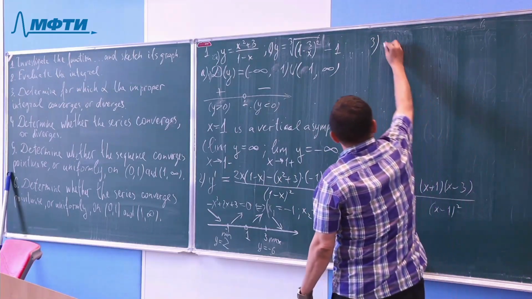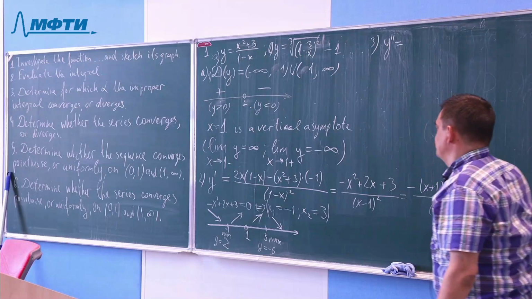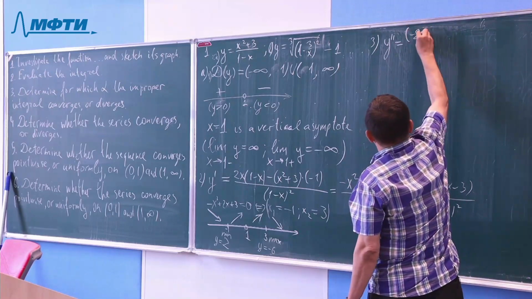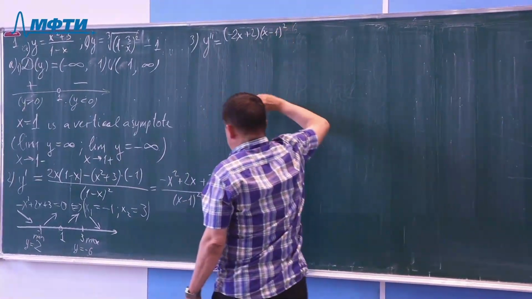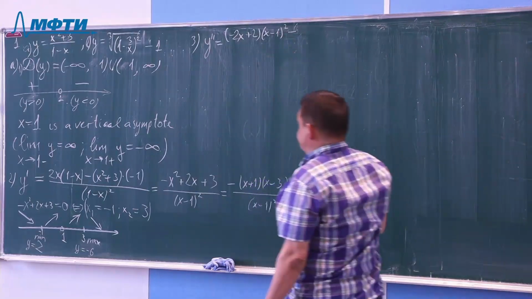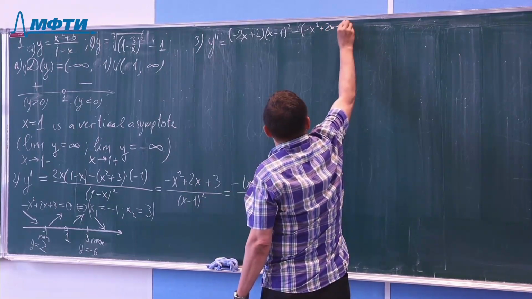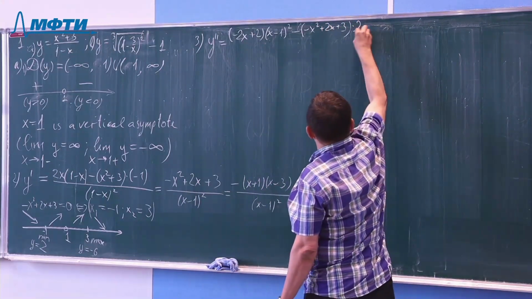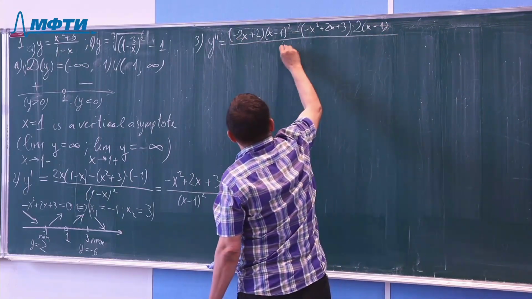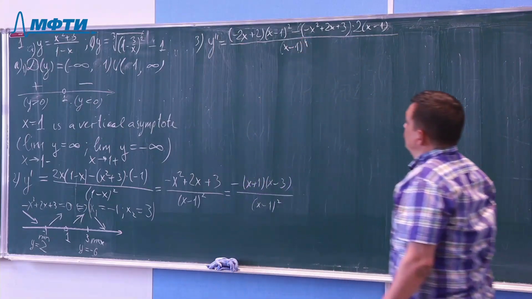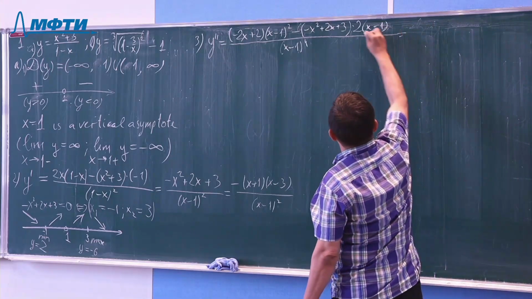Look at the second derivative. For the second derivative, we differentiate the first derivative. It gives minus 2x plus 2 times (x minus 1) squared, minus (x squared plus 2x plus 3) times 2 times (x minus 1), divided by (x minus 1) to the power 4. So we may cancel one term, x minus 1.